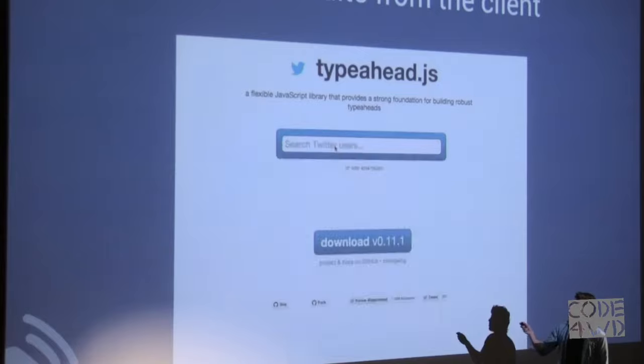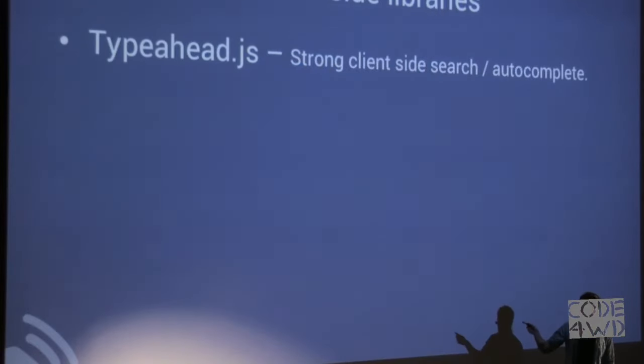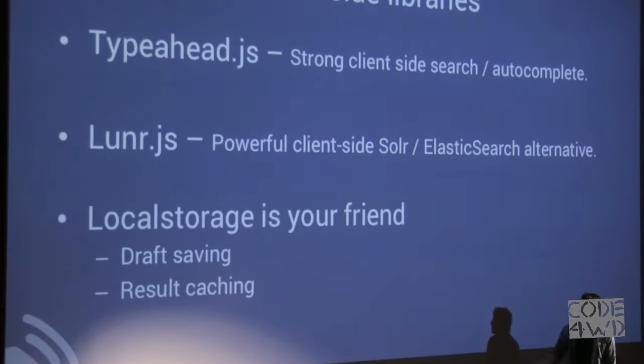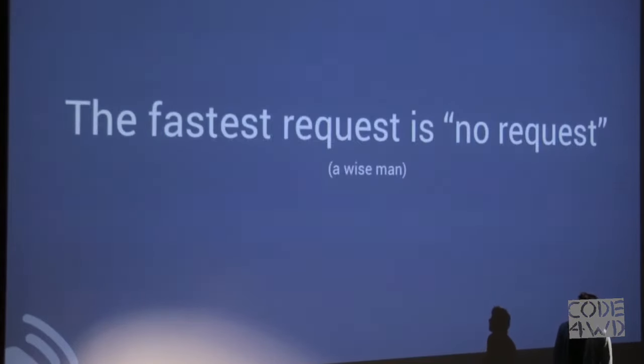to achieve performance. Another tool like that is Lunr, which is like Elasticsearch and Solr on the client, so you can index stuff on the client and do search. And local storage is a great way to save stuff into the client. A wise man once said that no matter how fast your server is, the fastest request is no request at all. Always remember that. If you can avoid going to the server and back, that's the fastest way.